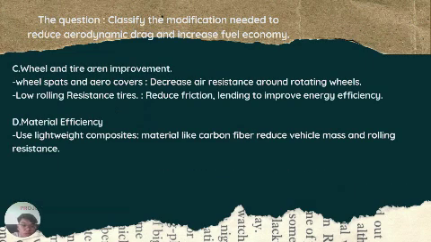Okay, next, C, wheel and tire improvement. Wheel skirts and aero covers decrease air resistance around the rotating wheel. Low rolling resistance tires can reduce friction, leading to improved energy efficiency. Last is material efficiency. Use lightweight composite material like carbon fiber to reduce vehicle mass and rolling resistance.